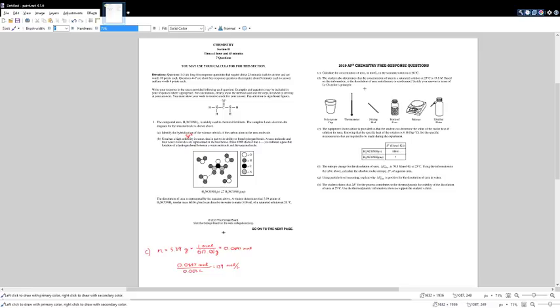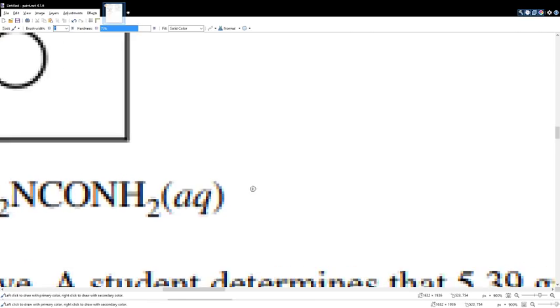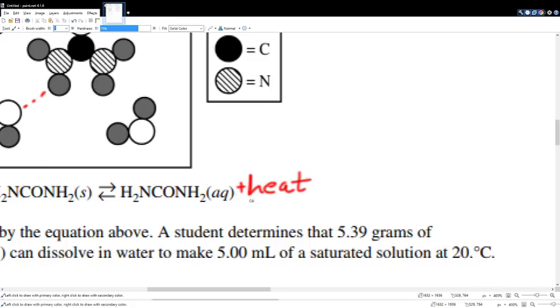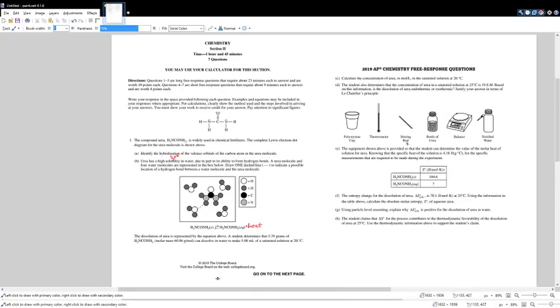Part D says the student determines the concentration of urea in a saturated solution at 25 degrees Celsius is 19.8 molar. Based on this information, is the dissolution of urea endothermic or exothermic? Justify your answer in terms of Le Chatelier's principle. So the best option here is to physically, in my opinion, put heat in this reaction. We're going to go with the wrong answer first just to showcase this better. So the first thing to notice is that temperature increased and the concentration increased.